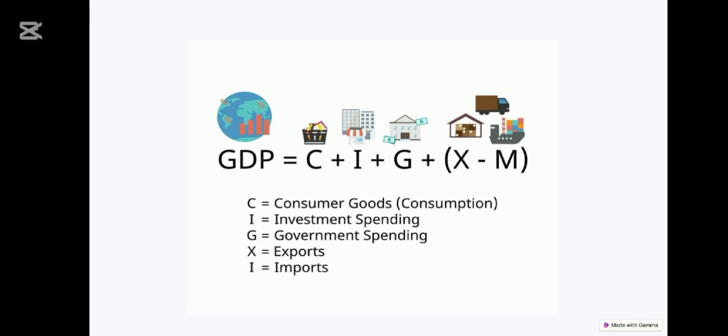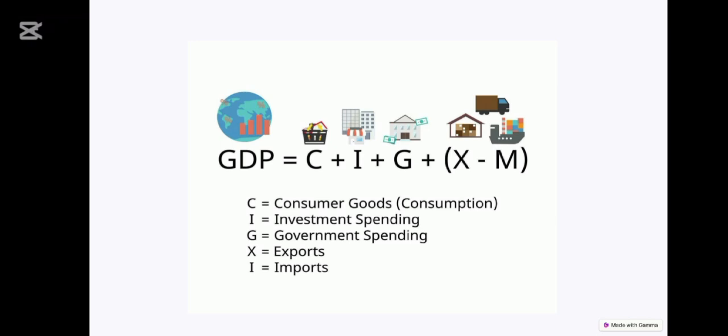Consumption. This is spending by households on goods and services. For example, buying groceries or clothes is part of consumption. Investment. This is spending by businesses like buying new equipment or building storage. For instance, if a company builds a warehouse, that's investment.